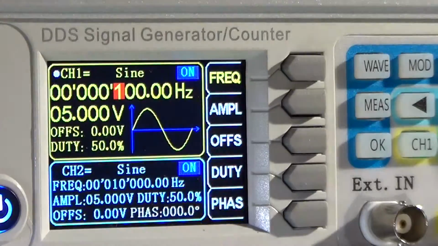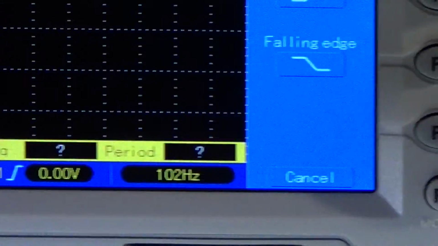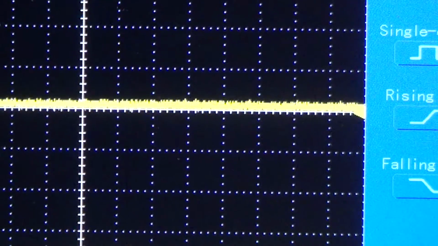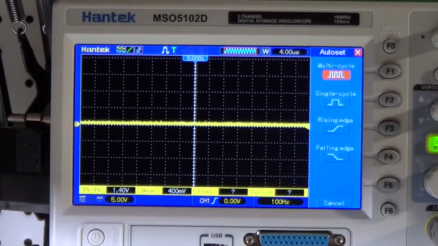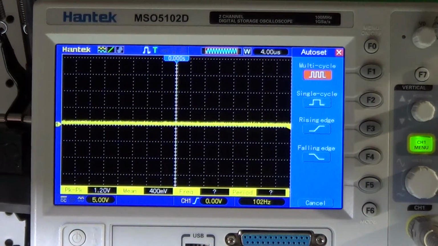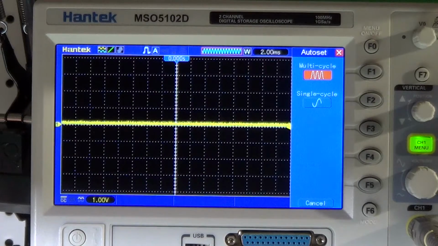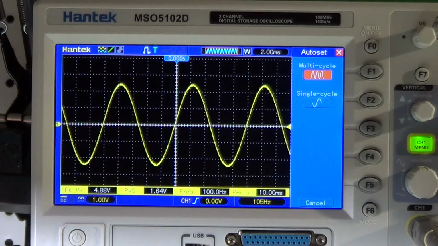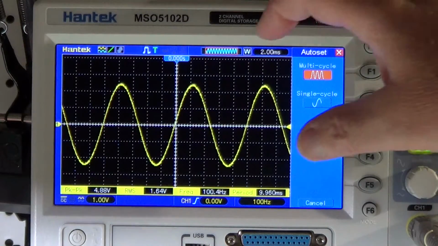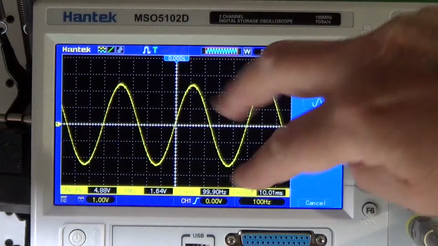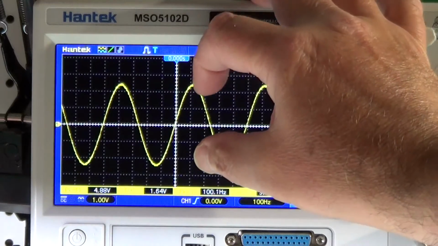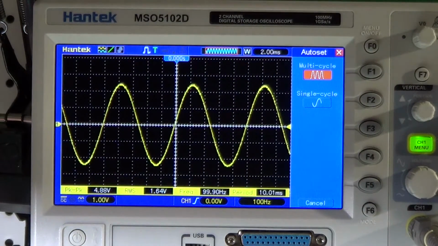So now let's see on the oscilloscope what's going on. So far I don't see anything, but of course I need to adjust the setup of the oscilloscope. Let's do that. And here's our sine wave. So we are looking for the cutoff frequency, which is basically when this signal will go down by 1 over square root of 2, which is around 0.7.